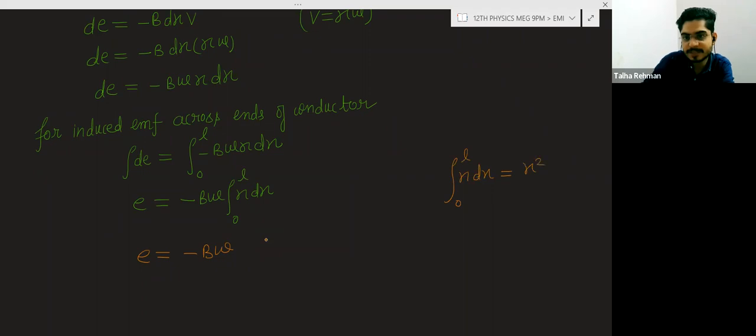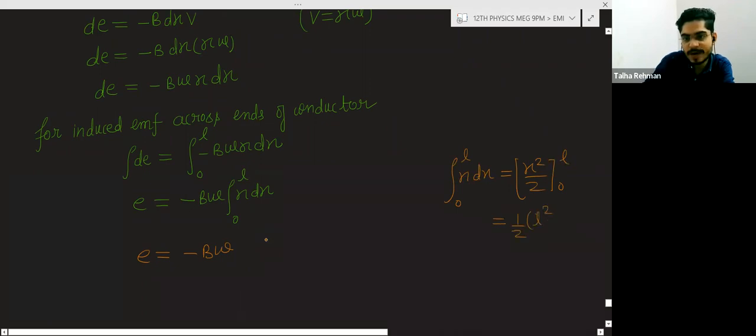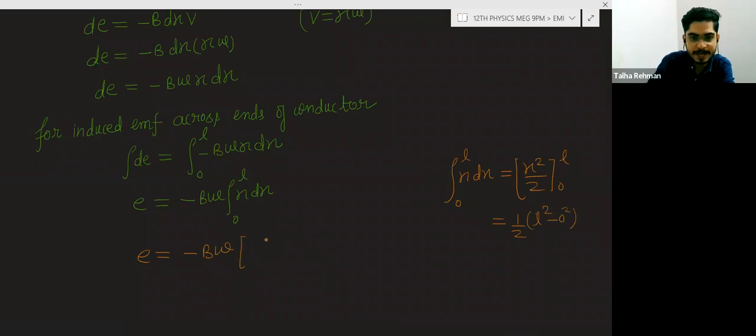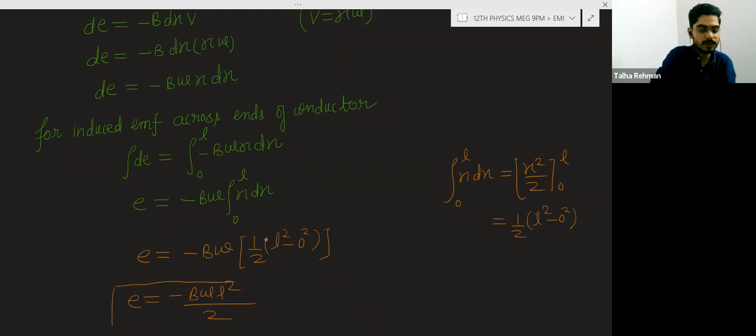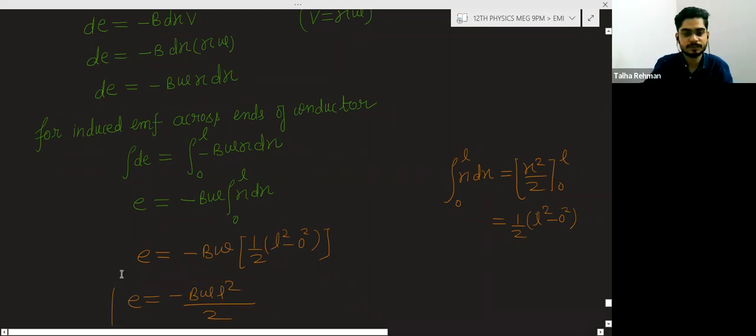It will become x square by 2, with the limit from 0 to L. This will become half of L square minus 0 square. So B omega you will write here, half of L square minus 0 square. So finally you will get the answer: minus B omega L square divided by 2. So this is your final answer.